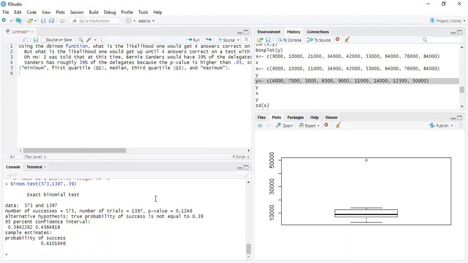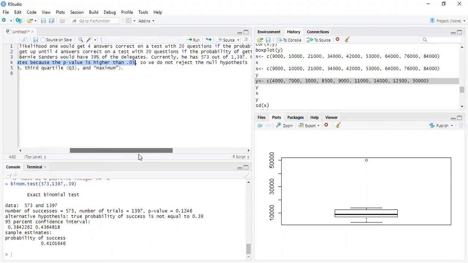So let's take a look. Okay, so we hit the button. This is a test. This is the binomial test we have. So don't forget now the p-value. Do we reject this? Well, the answer is up here. Sanders has roughly, and notice roughly, I'm going to explain that, 39% of the delegates because the p-value is higher.